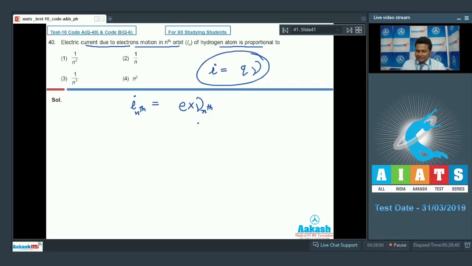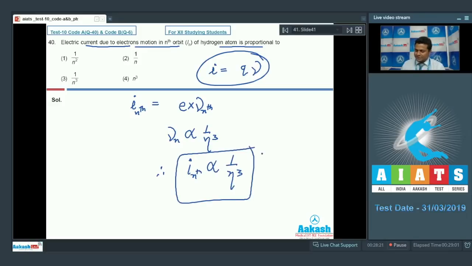Now we know very well the frequency of an electron revolving in the nth orbit will be proportional to 1 by n cube. Therefore, the electric current due to the revolving electron in the nth orbit, I nth, will also be proportional to 1 by n cube. So this is our result, and after looking at the options, we can say that option number 3 is absolutely correct. So we'll go with option number 3 only. Now let us proceed to the next question.